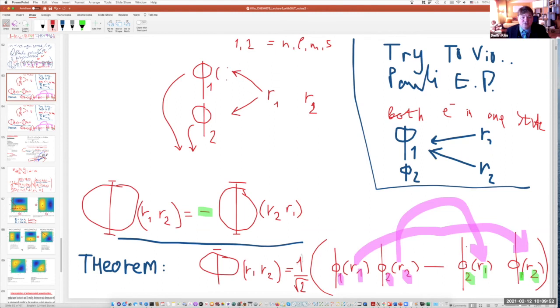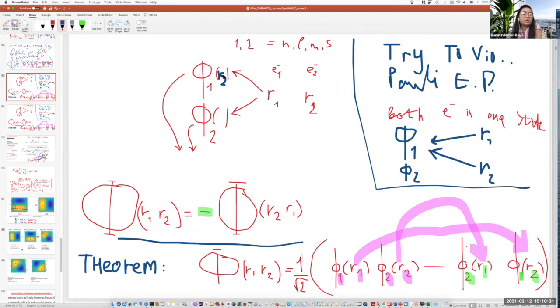Yeah, I'm fine. So there are two functions, two quantum states. And I'm going to put electron number 1 and electron number 2 into these states. If I want to put electron number 1 into state 1, I will write here R1. But if I want to put electron number 2 into state 1, I will write R2. Make sense?